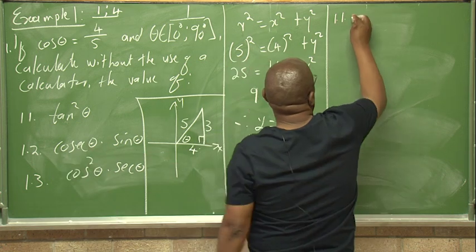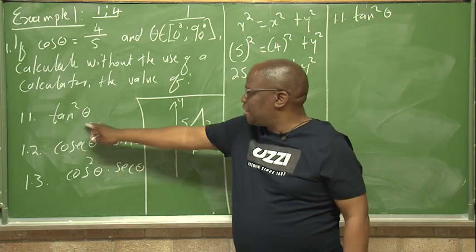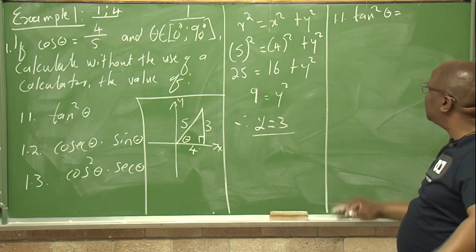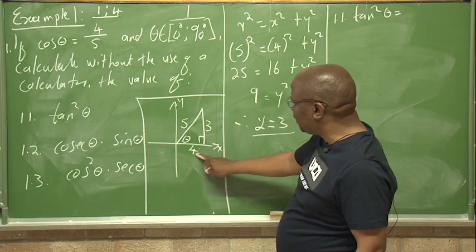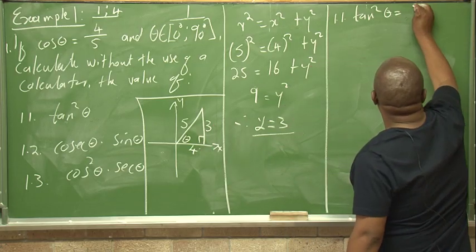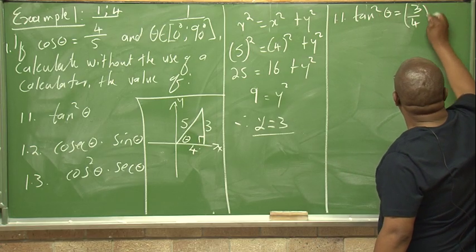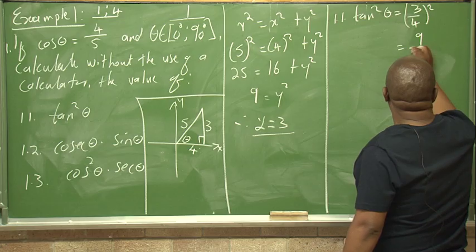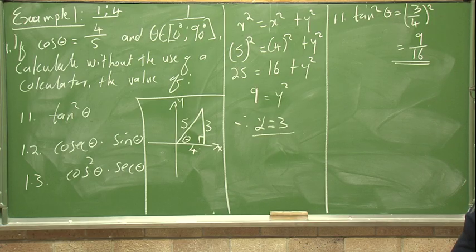1.1, tan squared theta. This was the question, tan squared theta. So here we go. Tangent is defined as opposite over adjacent. With respect to theta, the opposite side is 3, the adjacent is 4. Opposite over adjacent is 3 over 4. But because the tangent is squared, we need to square this ratio as well. So if you square 3, you get 9. If you square 4, you've got 16. This is the answer that we are looking for. That's the answer for 1.1. Let's check 1.2.